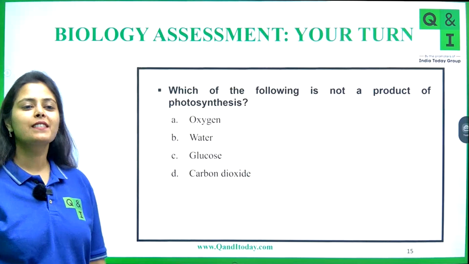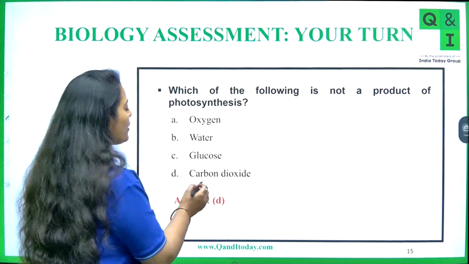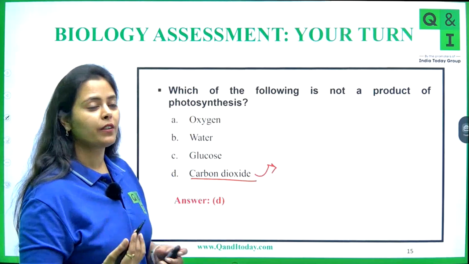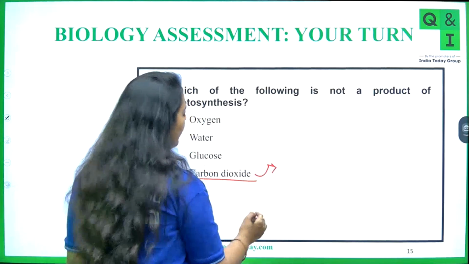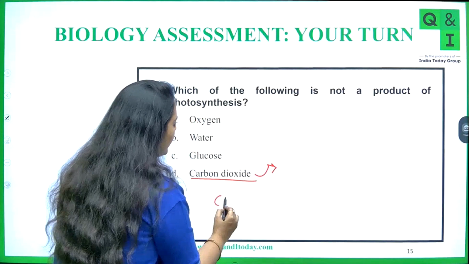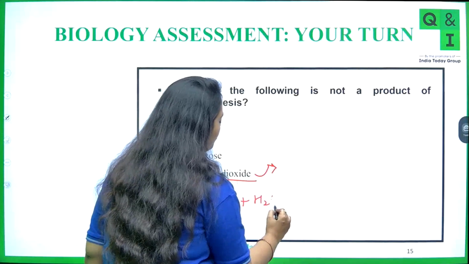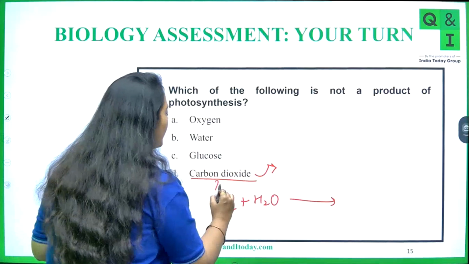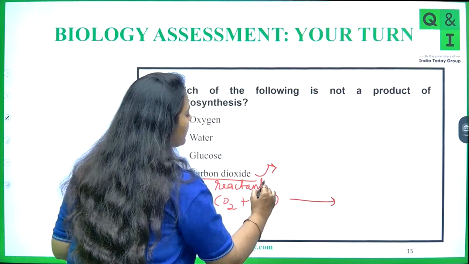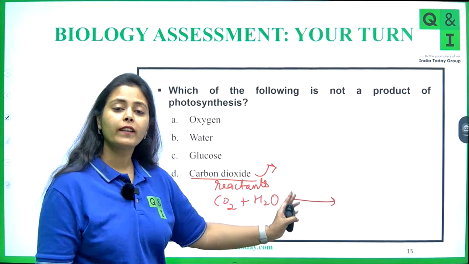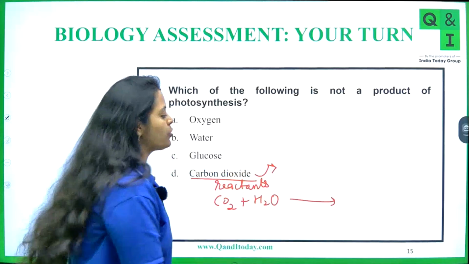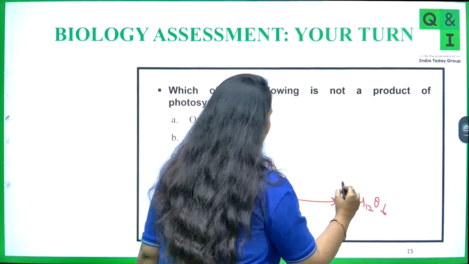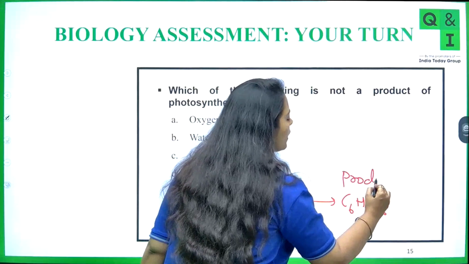So yes, the correct answer is option number D, because carbon dioxide is not a product. So students, from here, whatever things we write on the left hand side of the equation, so it was CO2 plus H2O, they are reactants. And whatever things we write on the right hand side of the equation, so this is C6H12O6, these are what? Glucose. So these all are your products.